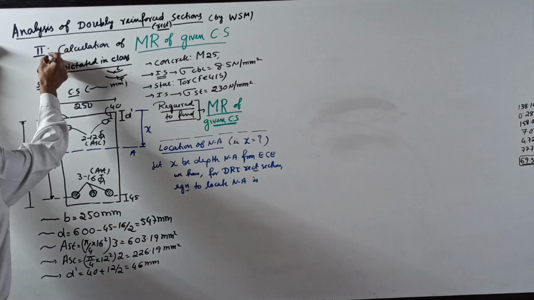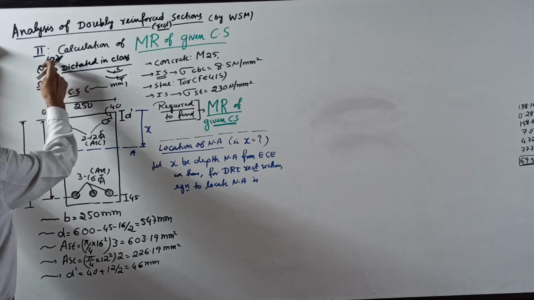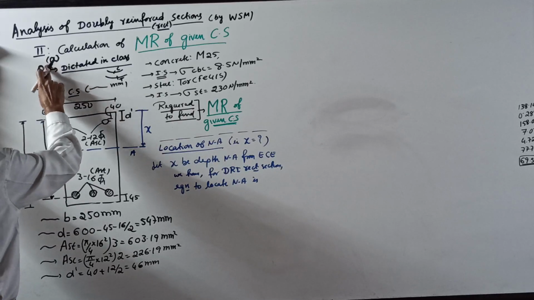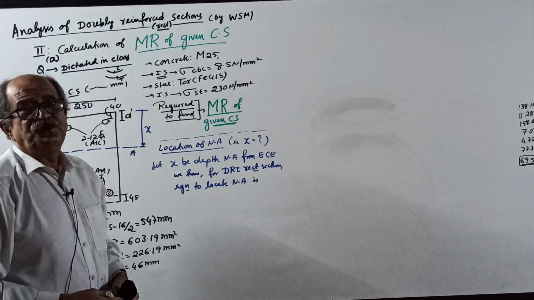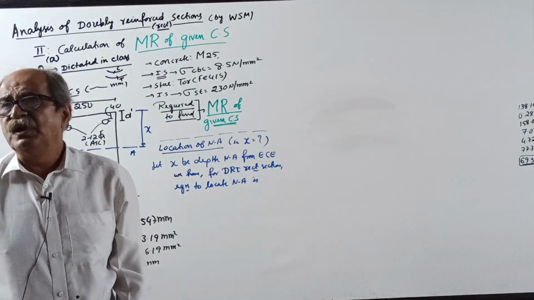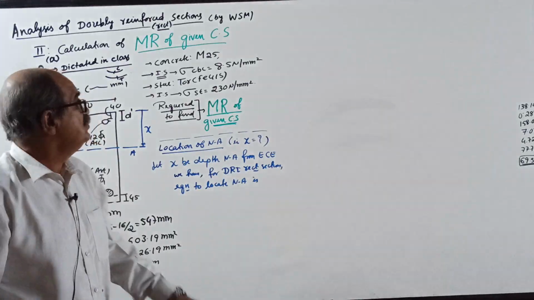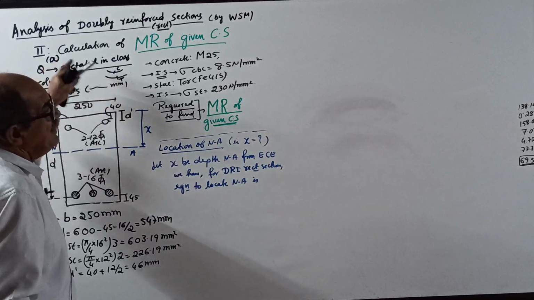One more question is there. Why one more question? Because one question is for under reinforced and one question is for over reinforced. Okay, so this is A. I have set the question for under reinforced.